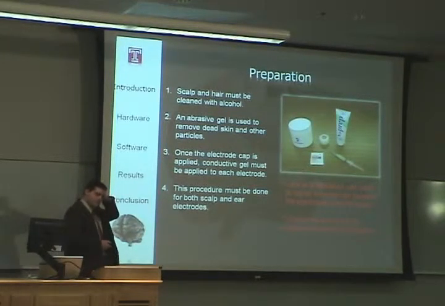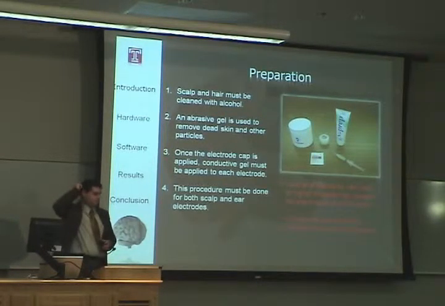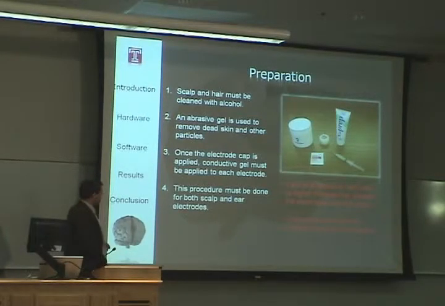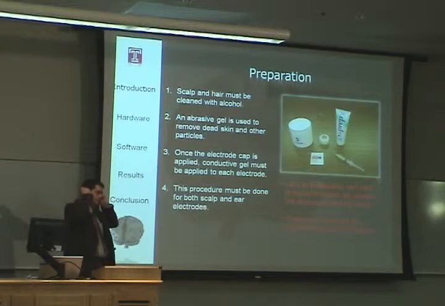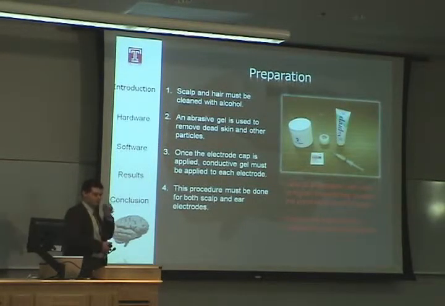First, we have to clean the surface of the head with alcohol, and this just helps remove any impurities that may be present. Second, as you can see right here, we have abrasive gel. Now, this is good for removing dead skin or anything else that's accumulated on either the surface of the ear or the hair. Once the cap is actually put on the head, then we have to put gel into the cap, which is the conductor. And basically this helps lower the impedance of the electrode connection to the scalp. And this has to be done for both the ear connection and the scalp connection.